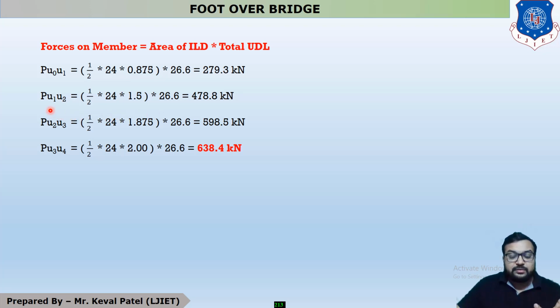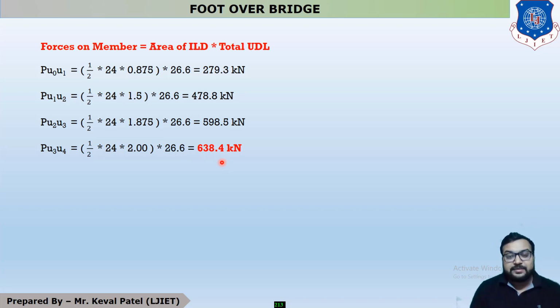For similar calculation, your second span is U1 U2. The area of ILD is 1/2 base altitude into 26.6, and you will get your answer 478.8 kilonewton. For the third member, U2 U3, the equation is 1/2 base altitude into intensity of dead load, which gives 598.5 kilonewton. And at last, your fourth member is U3 U4, and the equation is 1/2 base altitude into intensity of dead load. So you will get your answer 634 kilonewton.